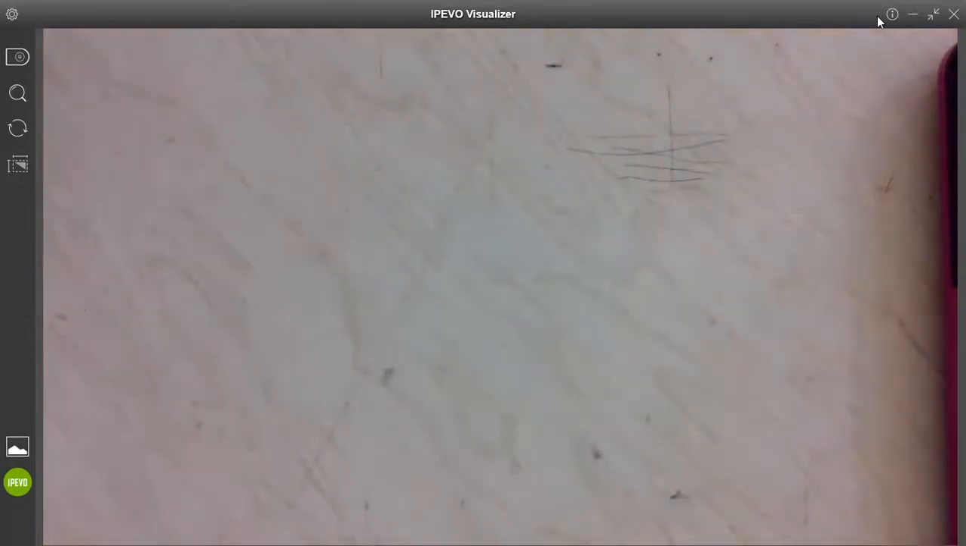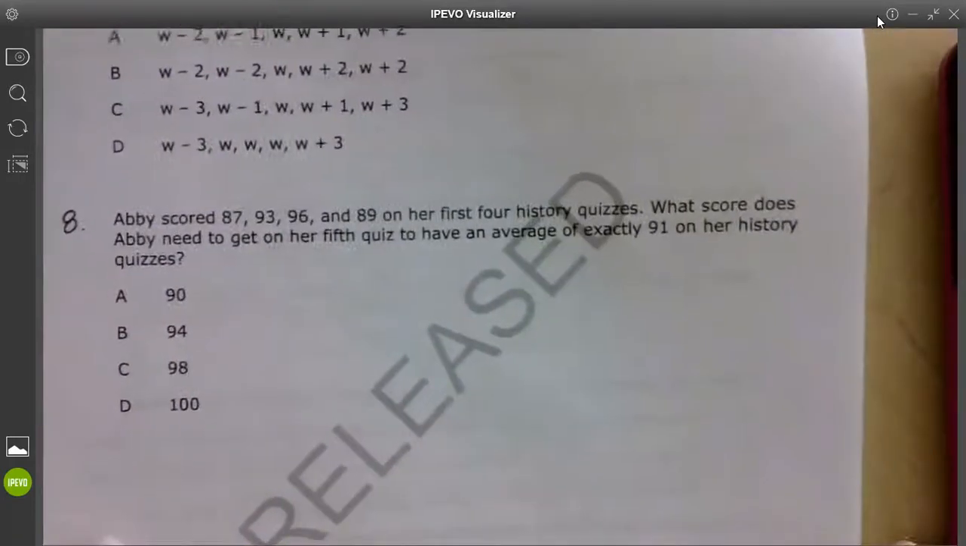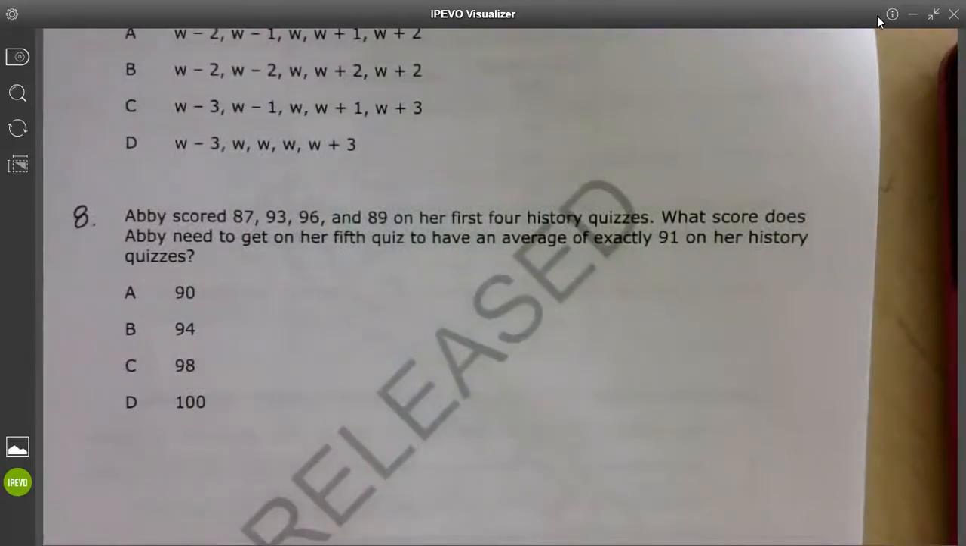All right, we can do number 8. Abby scored an 87, a 93, 96, and an 89. So think about your grades on the first 4. What score does she need to get on her 5th quiz to have an average of exactly 91? So her average is her mean. Okay, so in this case, the average is the mean.